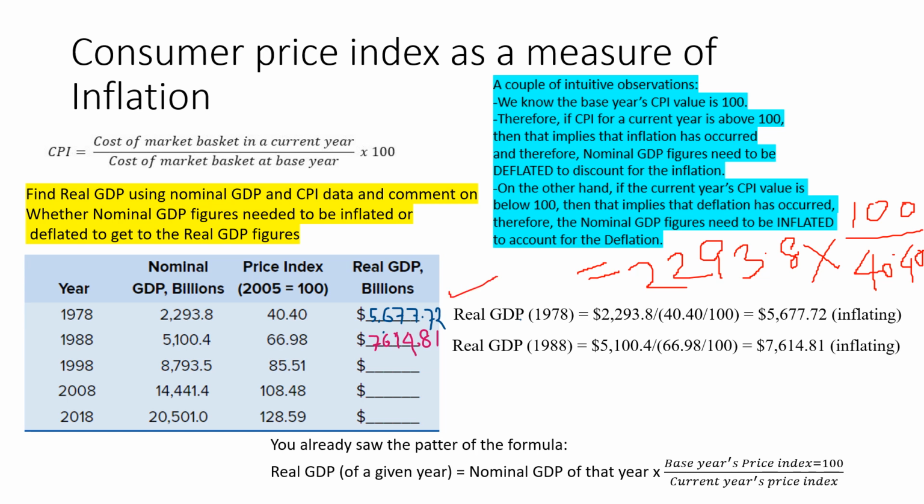5677.72. Similarly, for the year 1988, the nominal GDP number was 5100.4 times the base year's price index, 100, over the current year's price index. That's the 1988 price index, 66.98. So that should give us this real GDP, 7614.81, this one.